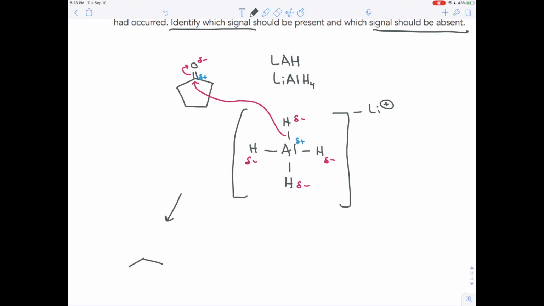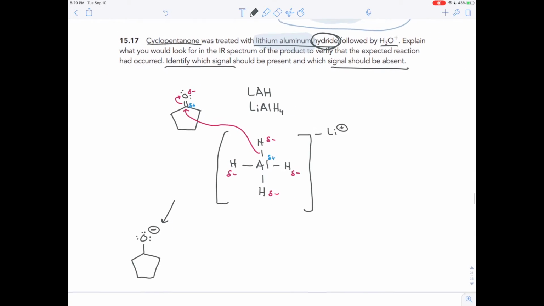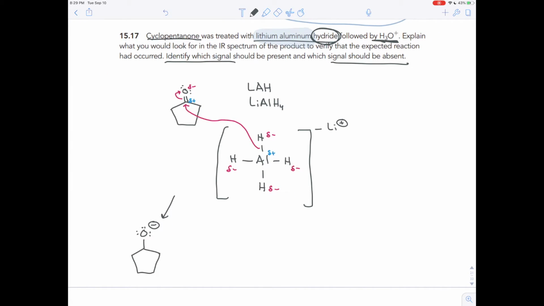That didn't change. You still have a sigma bond to the oxygen. It's just that whereas the oxygen had 2 lone pairs, now it has 3, and a negative charge. And there's a hydrogen here that came from lithium aluminum hydride, but it's a bond line structure, so you don't have to draw that. Now that would be our final product, except it said it's followed by H3O+. So we'll take an H3O+ here.